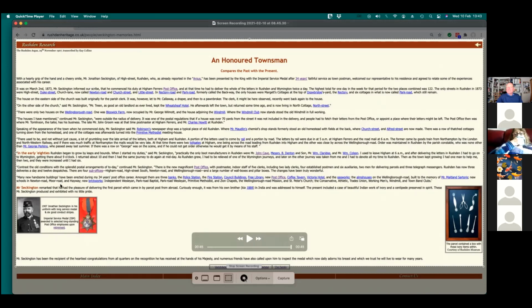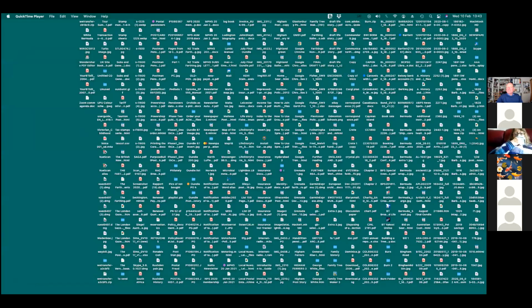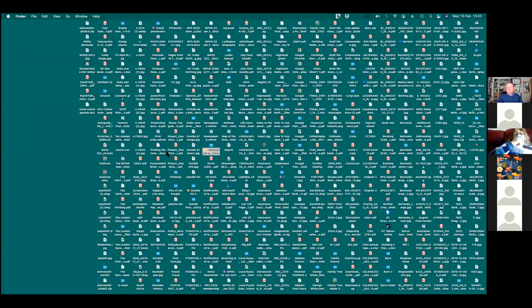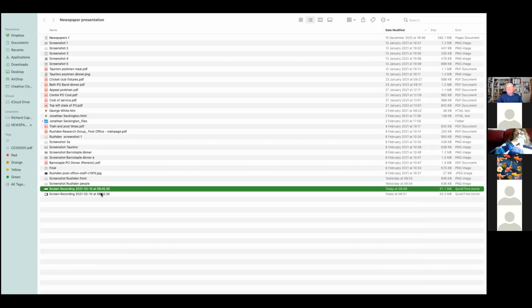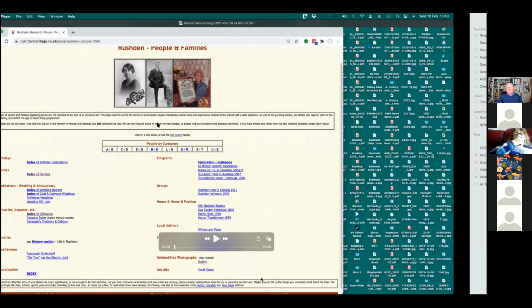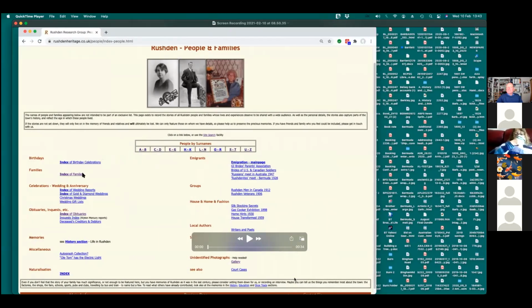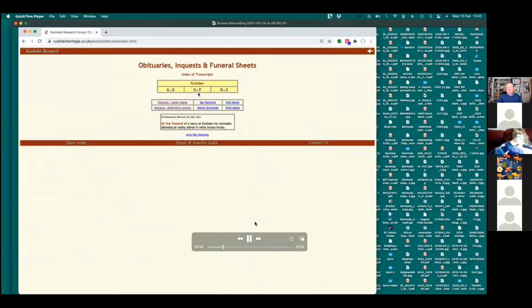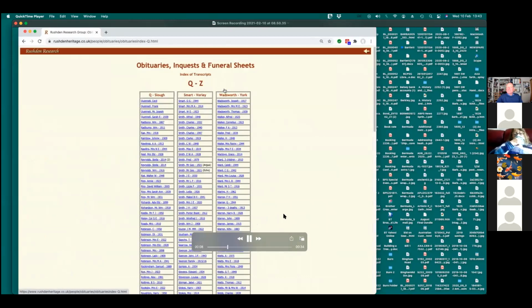those postmen lived. Now I'm going to make sure I can get back to the Rushton one. Right, I'm still on the internet, that helps. The second one is again a screen recording of this particular website. You'll notice that here we've got an index of families down there. This again is an extremely good resource. There's also an index of obituaries. If I look up Seckington there, you can see all these ones have been copied from the local paper.